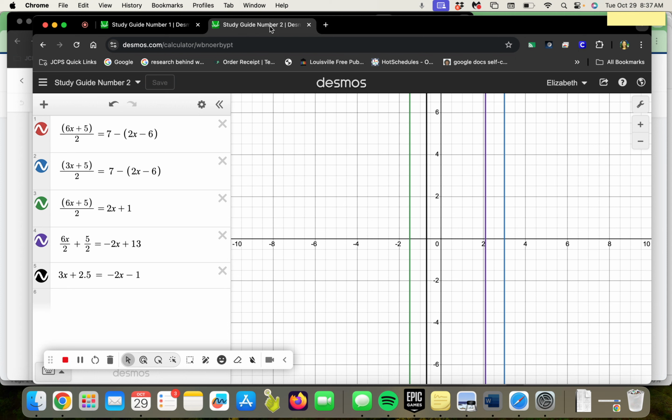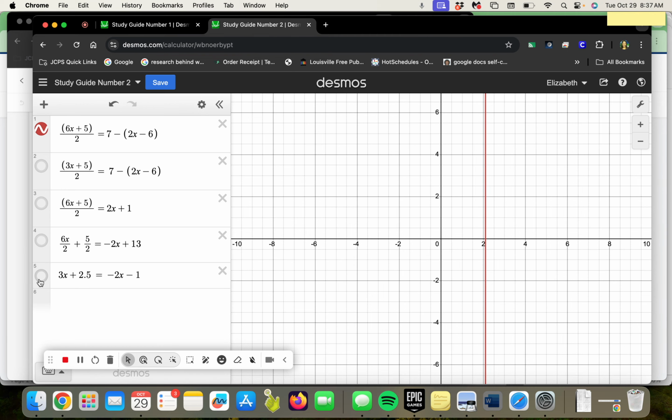And then I did the same thing for number two. Let me clear all these off for a second. So you can see when I graph option A, it becomes that blue line that does not fall on the original red line. When I graph option C, same thing. It becomes this green line that doesn't line up on the red line.